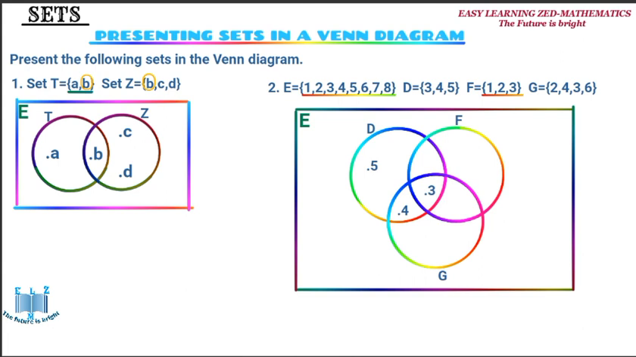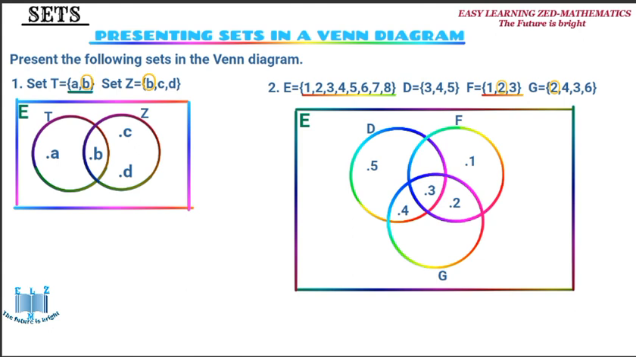Okay, let's go to 2. Is 2 found in D? No. 2 is not found in D, but it's found in G. So 2 is found in F and G. Since it's found in F and G, I'm going to look for an area where F and G are overlapping, and that is this area. That is where I've written 2. That's where F and G are overlapping. So that's where 2 belongs, because it belongs in 2 sets.